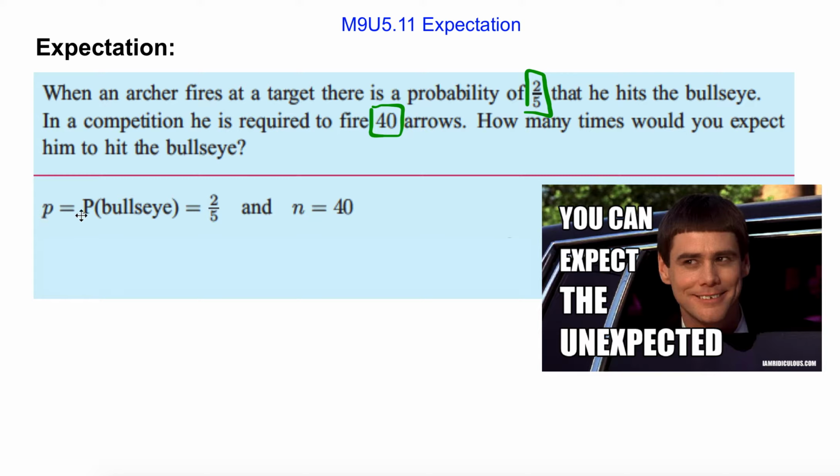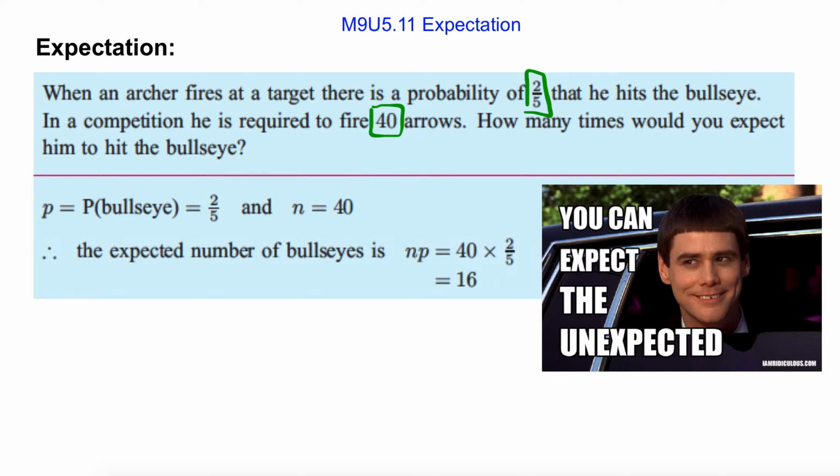So the probability of a bullseye is 2/5. This is just the way you write it, right? The probability of the bullseye is 2/5, so we call P, probability, 2/5. And N is the number of times the experiment is repeated, right? 40 times he fires the arrow. So P and N. You'd say the number of expected bullseyes is N times P. You'd multiply, here's N, here's P.